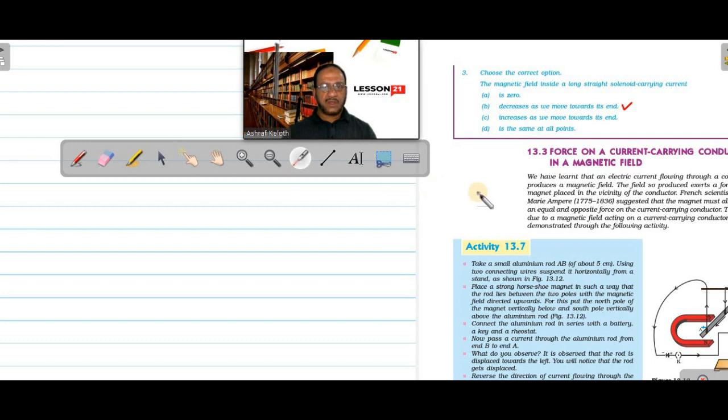According to your textbook, the answer is: is the same at all points. Correct answer is B. But as per the sentence written in your textbook, we can give D as the answer. If you get this question in the exam, write D as the answer. But keep it in your mind that the actual answer is B, decreases as we move towards its end. So write D as the answer.